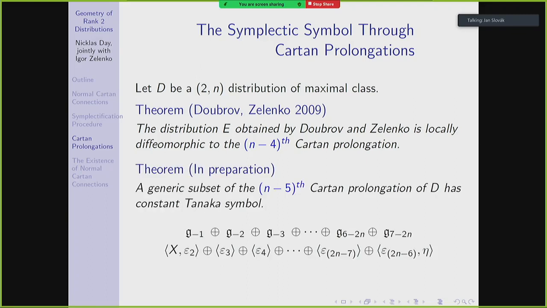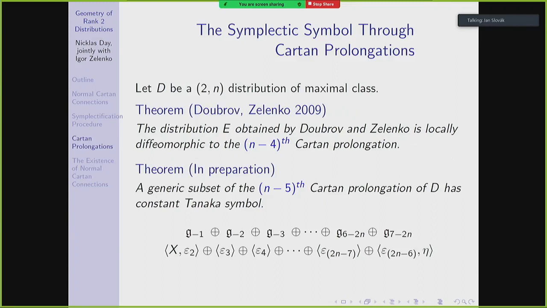Now the question about when the Tanaka symbols unify: the answer is the n-5th Cartan prolongation. So it's one prolongation short of the symplectification procedure, right? So a generic subset of the n-5th Cartan prolongation of D has constant Tanaka symbol already, again independent of D, which is given by this subalgebra of the symplectic algebra. Okay, so it's epsilon 2 now living in this g_{-1}, right? And when you prolong again, you get back the entire symplectic algebra here.